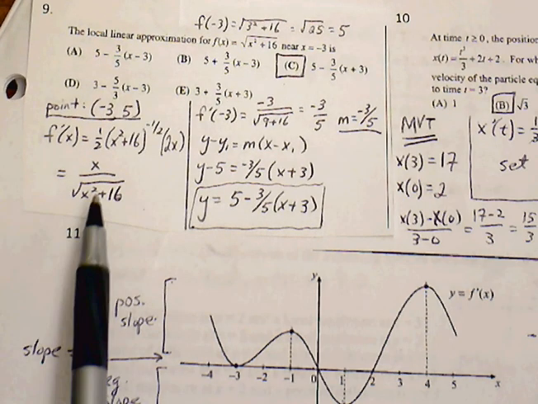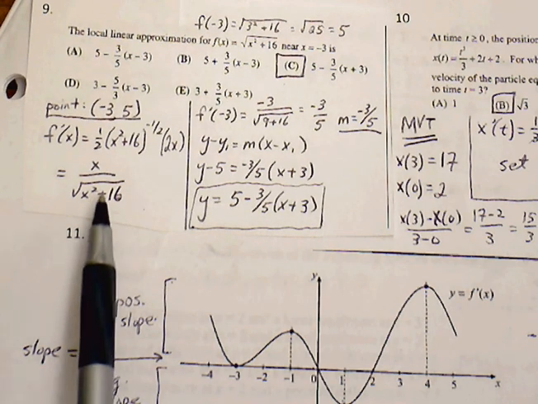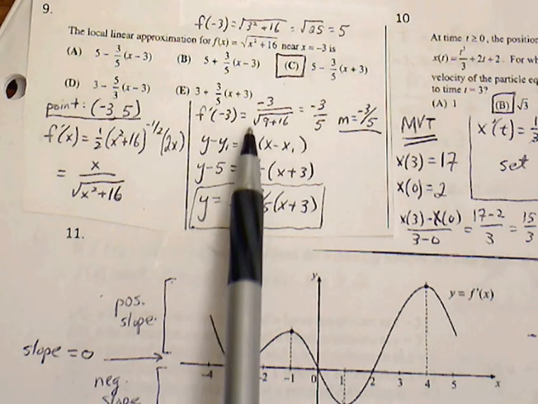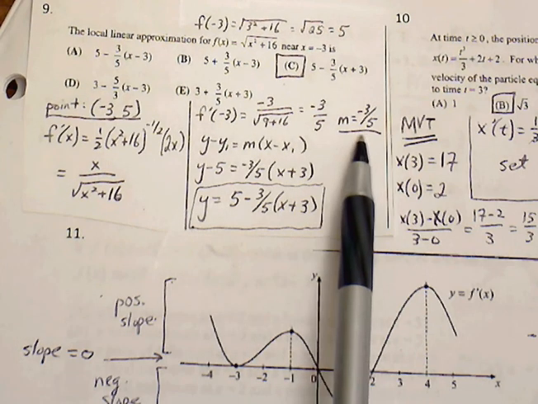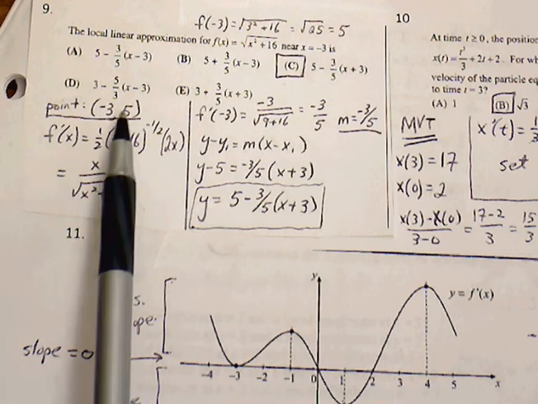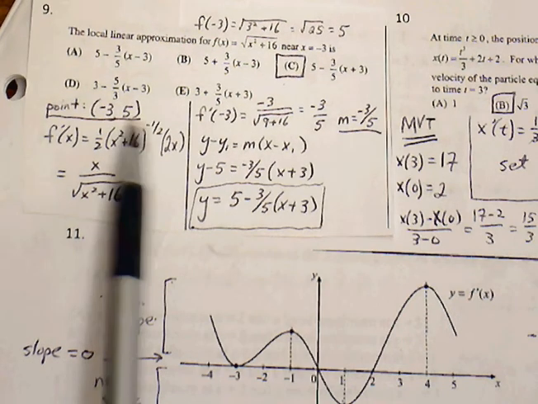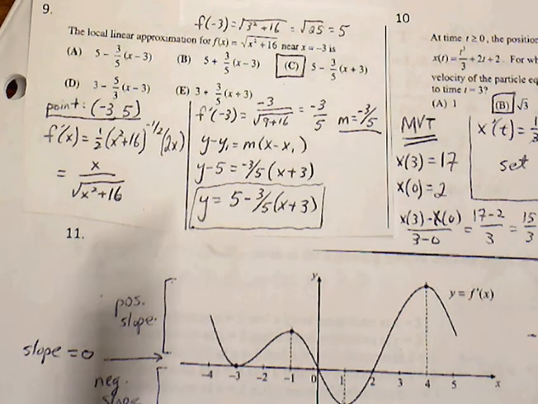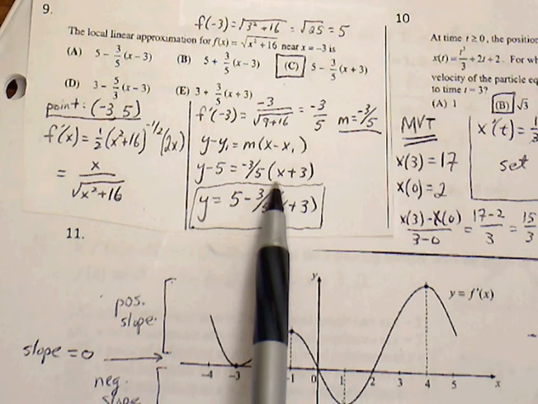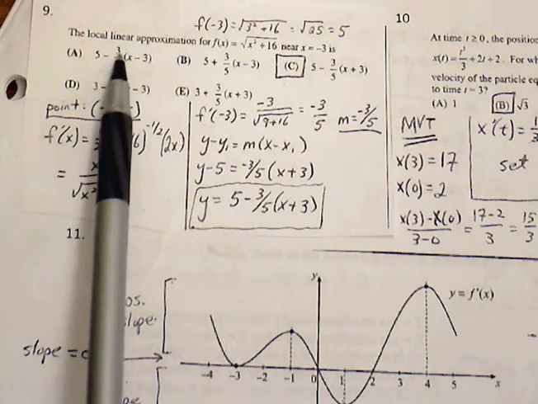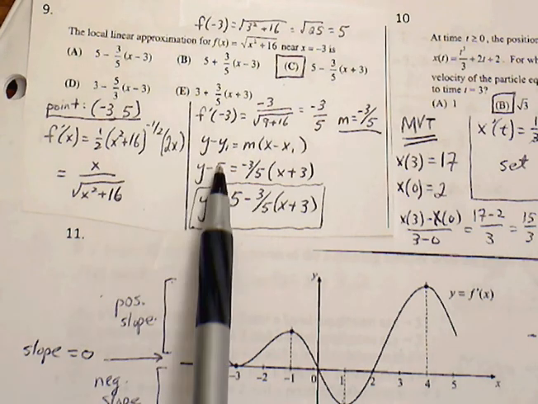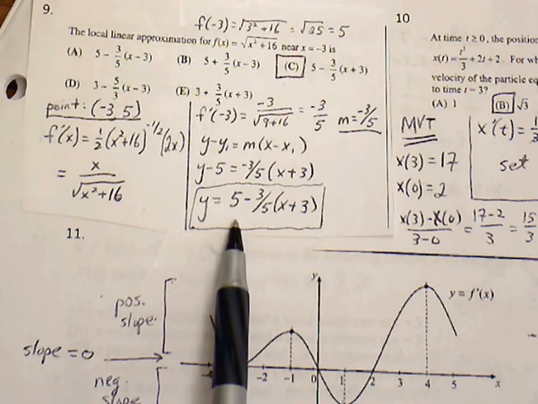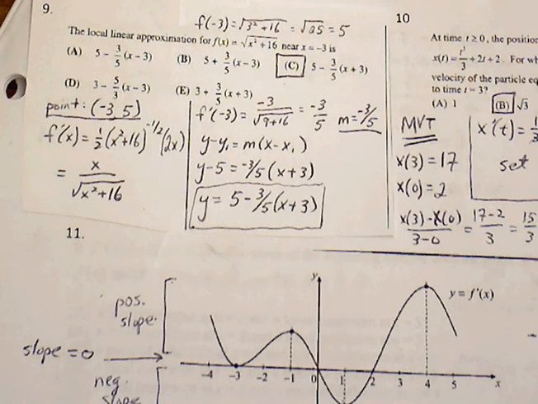Okay, so now we want to evaluate the derivative at a point at -3. So plug -3 into the derivative function. So you get -3 over square root of 9 plus 16. So -3 over 5. So that's our slope. So my slope is -3/5. My point is -3, 5. Plug into point slope. Y minus 5 equals -3/5 times (x plus 3). And then we just have to match it up. This is in solving for y. So if I just add 5 to both sides, then that's going to match with answer C.